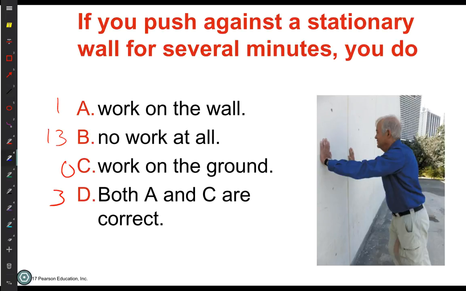So both A and C were correct, right? No work on the wall and no work on the ground. Then there's B, no work at all. This one here, I would accept for correct answers either B or D because there's another aspect that I haven't talked about. In physics, if I had used the word mechanical work, the correct answer would have been B, no work at all. And that's all I've talked about is mechanical work.